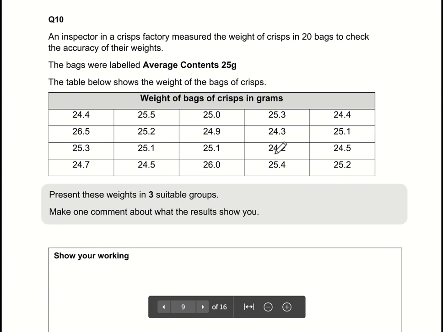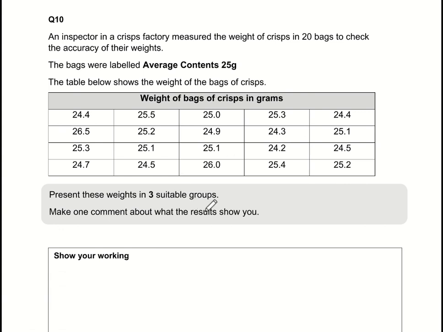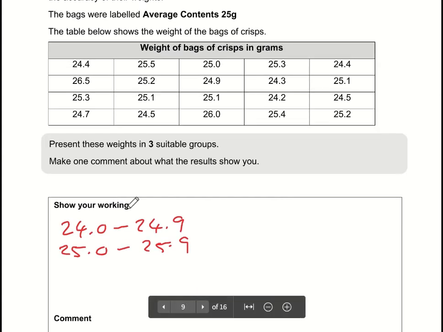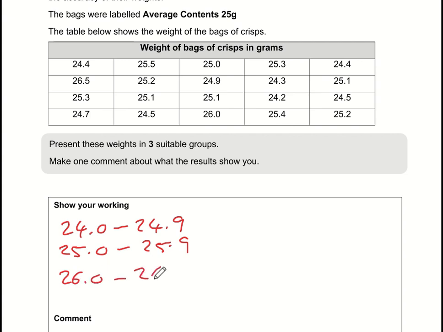Okay, question 10. We need to present these weights in 3 suitable groups. So if we take a look, they either are 24, 25 or 26. So I'm going to go for 24.0 to 24.9, 25.0 to 25.9, and then 26.0 to 26.9.